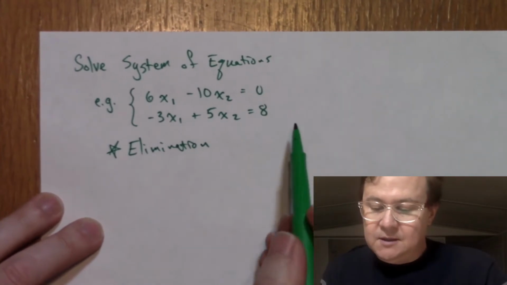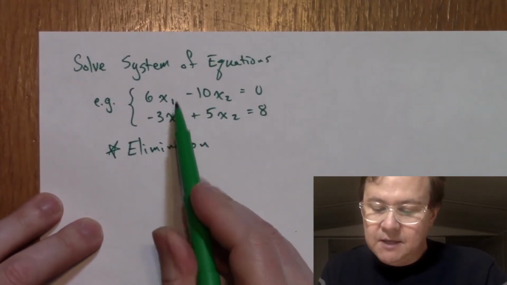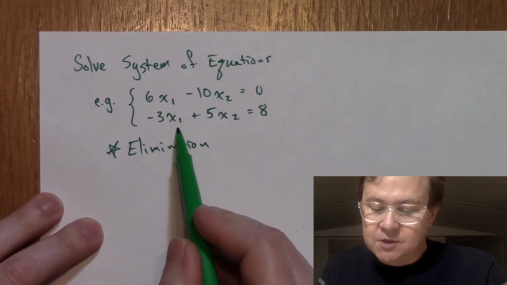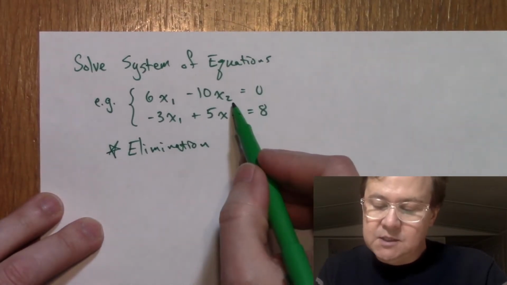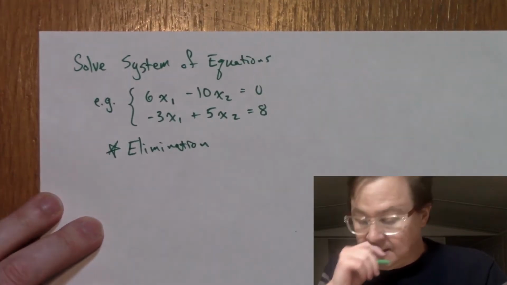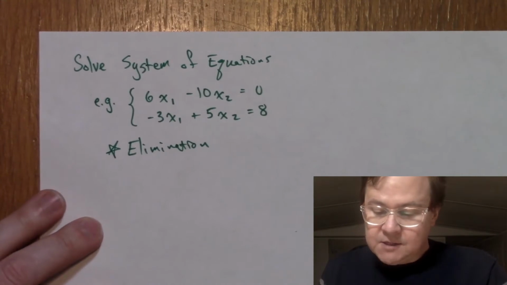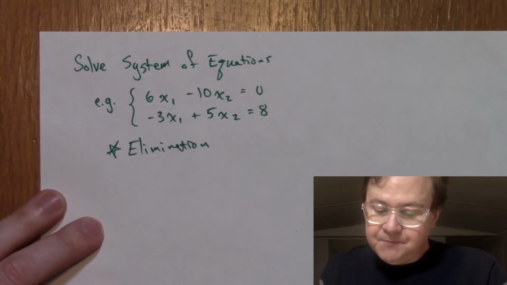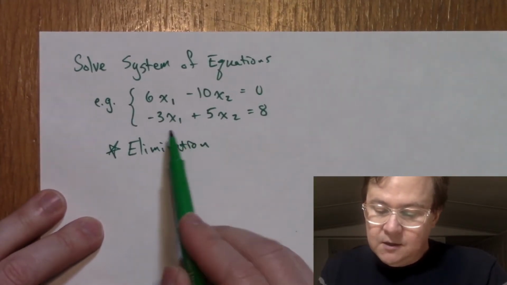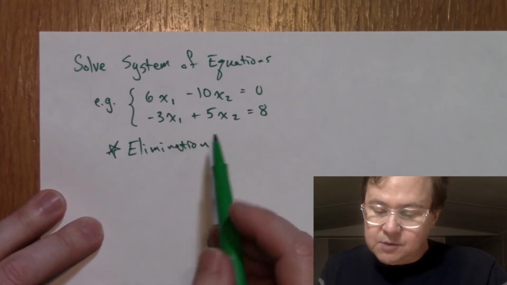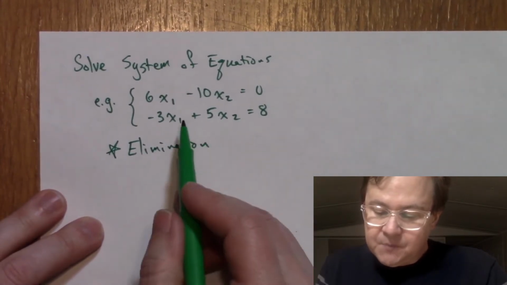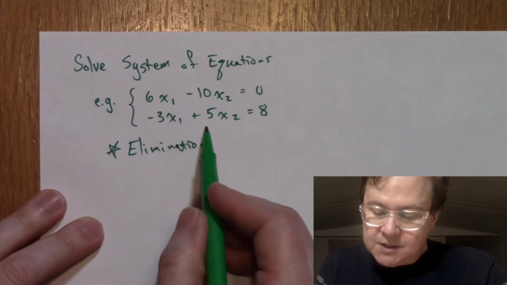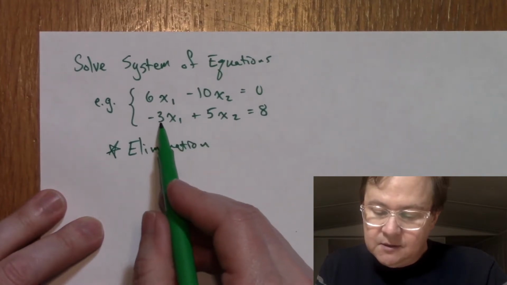I'm either going to eliminate x1 in the first equation with x1 in the second equation, or I'm going to eliminate x2 from this first equation with x2 in the second equation. There are several ways of doing that. I think probably what's more natural is to go ahead and, let's just say I'm going to eliminate the x1.